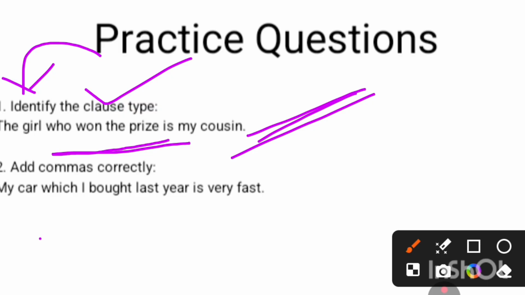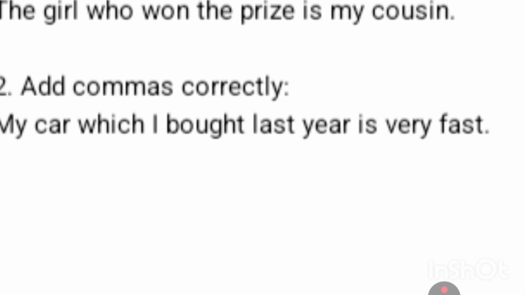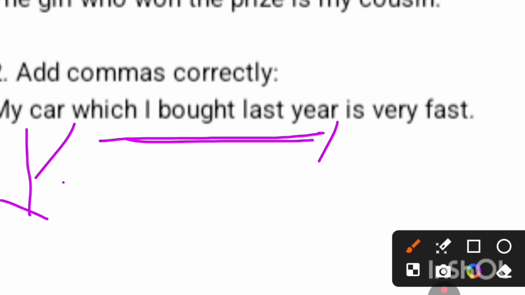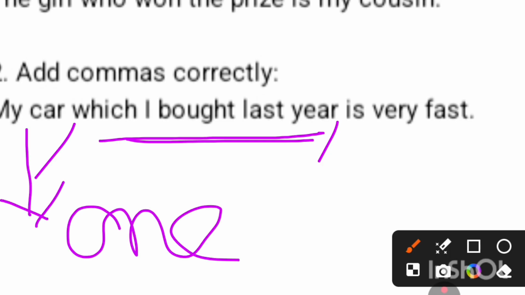Now, my dear friends, my car which I bought last year is very fast. Now add commas correctly. Friends, if we want to add commas, we have to put them here: my car, comma, which I bought last year, comma. That means we have to separate it by two commas. Friends, it became a non-defining clause. That means it is extra information, and it carries the meaning you have only one car, and that is very fast. Friends, this is the meaning.